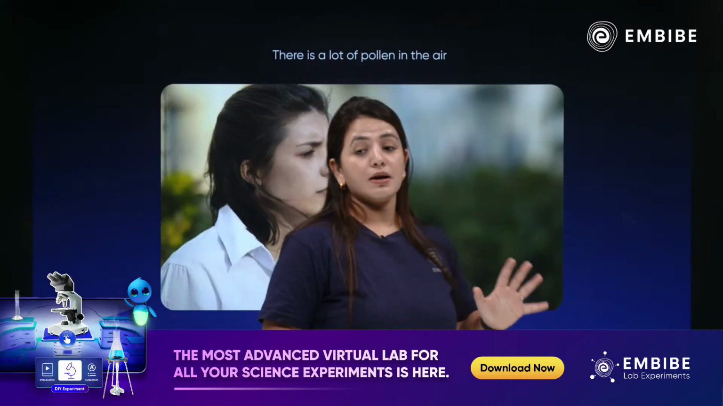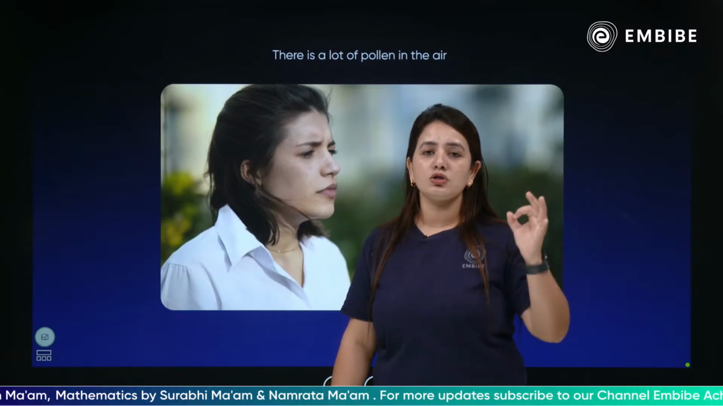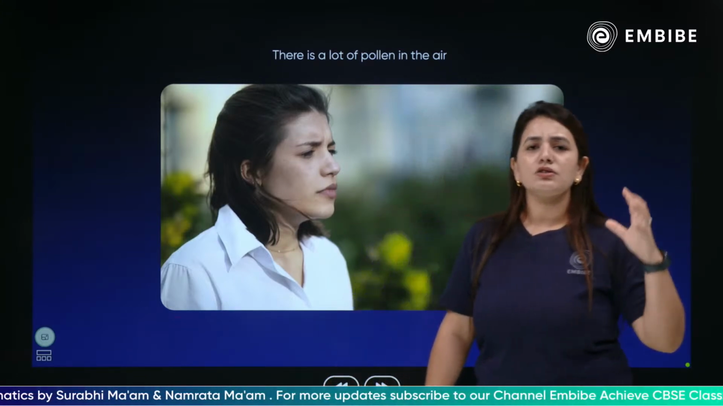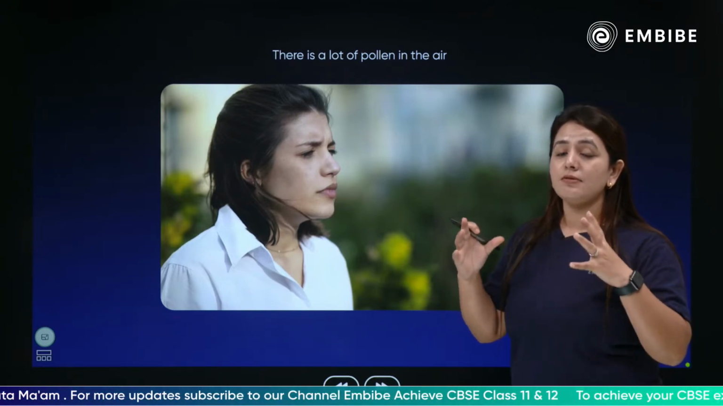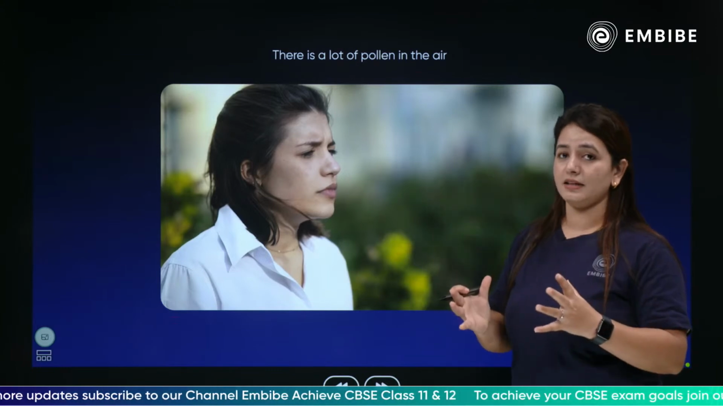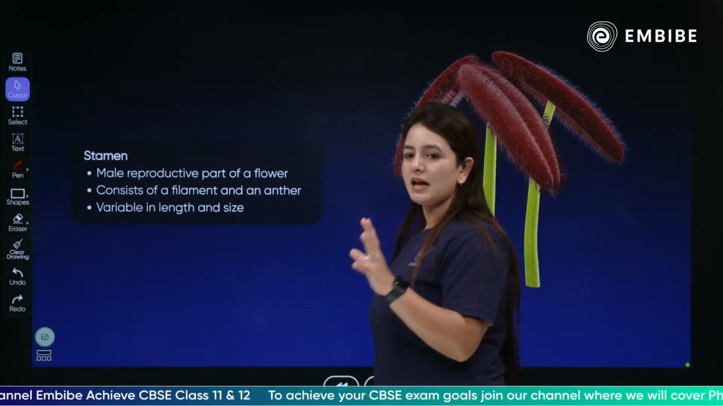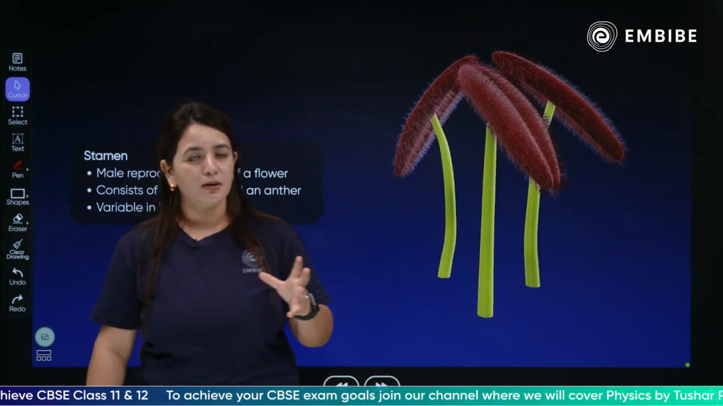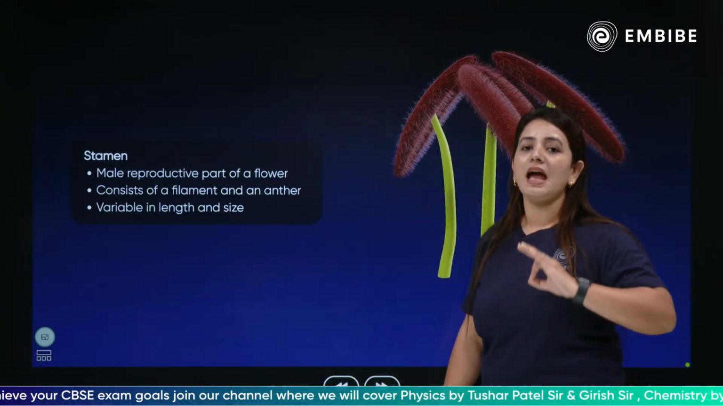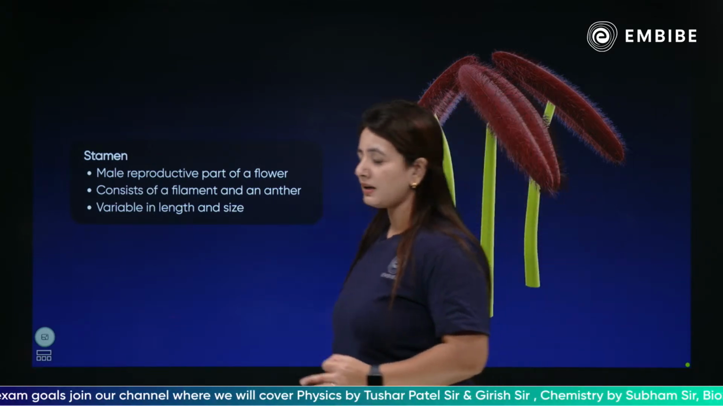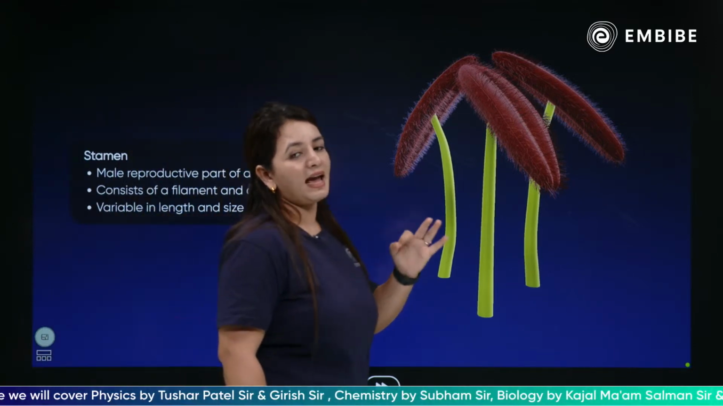There is always pollen dispersed in the air, and sometimes people are allergic to this pollen, which is also called pollen allergy. So what is this pollen? We are going to discuss it in detail, but first let me tell you where this pollen is present: inside the male reproductive part. It resides in the stamen. The stamen is the androecium, the male reproductive part, which is further divided into a filament and an anther.